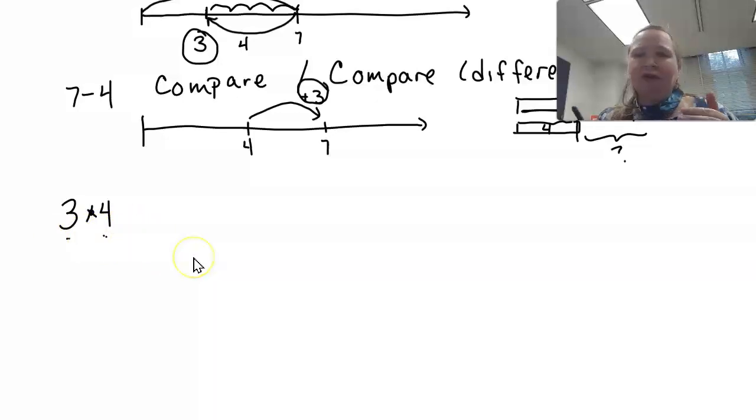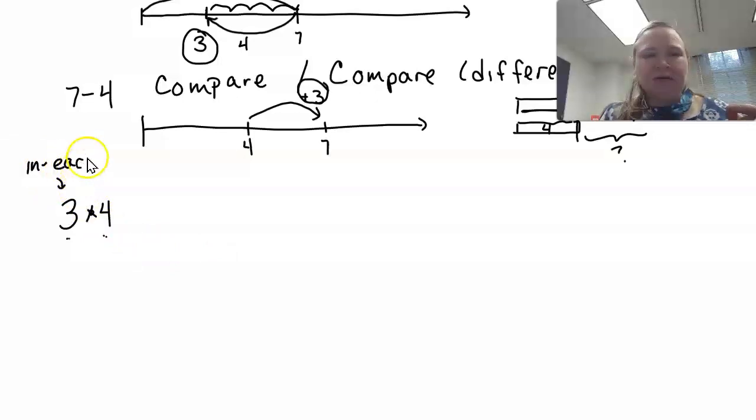And the way that I'm going to do this for this class, mostly because I know the kinds of mistakes that it's easy to make later on, is I am going to say that this first number is going to tell me how much in each group. And this second number is going to tell me how many groups.